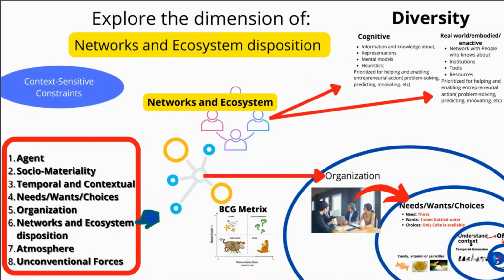The sixth key entrepreneurial exploratory dimension is network and ecosystem disposition. This represents the direct connections or embeddedness of the organization, which is entrepreneur, product, or a startup, to an ecosystem or to the bigger environment. More specifically, we can think of it as the disposition of the organization in the ecosystem.